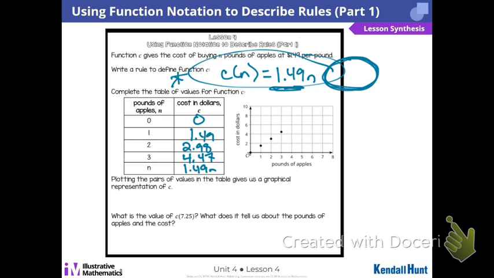Okay. So at 7.25, what's 7.25 there? Money or pounds? So I can figure out how much that costs by inputting that into my function. And how much would 7.25 pounds cost?